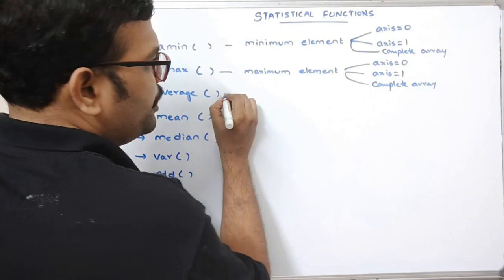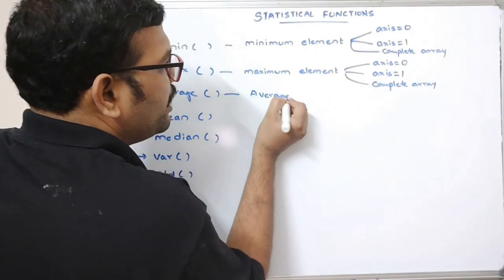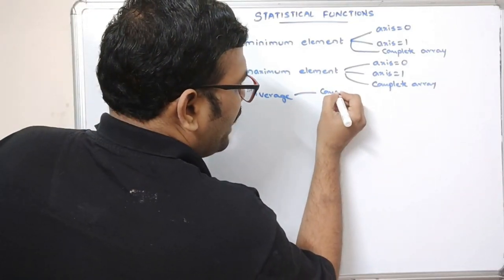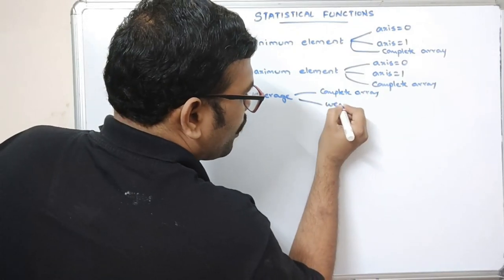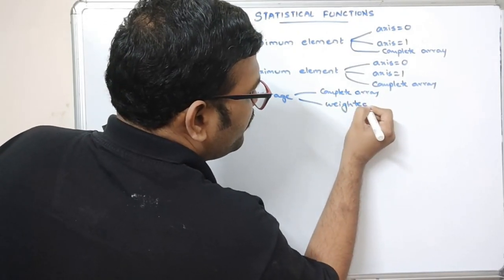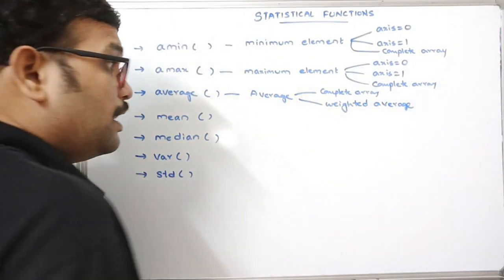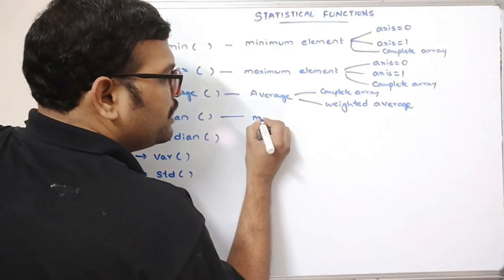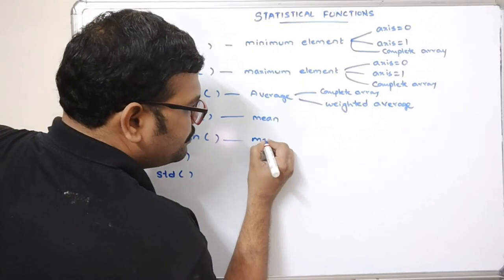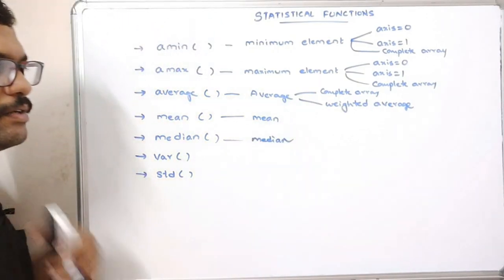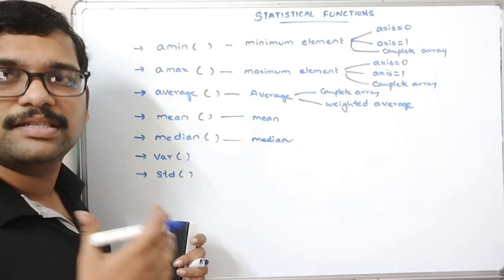And this average can be used to find the average from the complete array as well as the weighted average, right? Next, mean is used to find the mean of the elements. And then the median. I will give the explanation of how to find the mean and how to find the median. Of course you know, but I will just revise the concept.